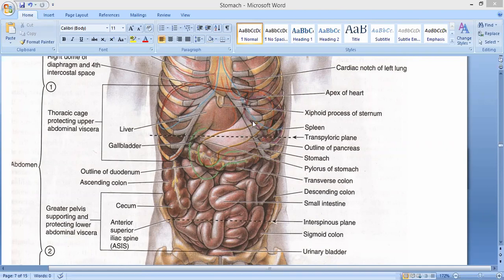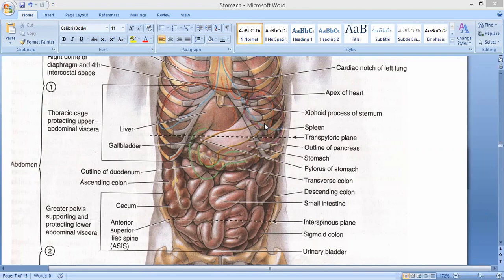So anterior relations: you have got the anterior abdominal wall, left costal margin, left lobe of the liver you can see, and then the diaphragm, of course, right? And the diaphragm is going to separate this from the left lung, pleura and pericardium. Over here you can see the left costal margin, but we have got 6th to 9th ribs, aur yahan se jo muscle attachment hai, that is the transversus abdominis muscle. So these are the anterior relations.